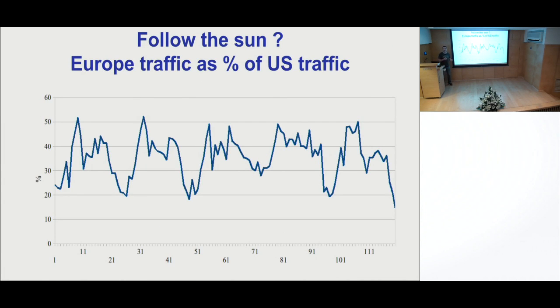So what about this follow the sun idea about Europe and the US? Is it really true? It turned out not to be so true, at least in our system. This is a workload for a typical database. And the y-axis here is European traffic as a percent of the US traffic. We can see this is about 35%. So pretty much never is the European traffic more than the US traffic, even during nighttime in the US.